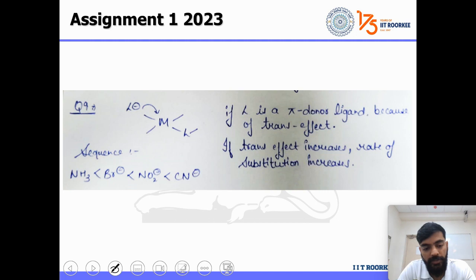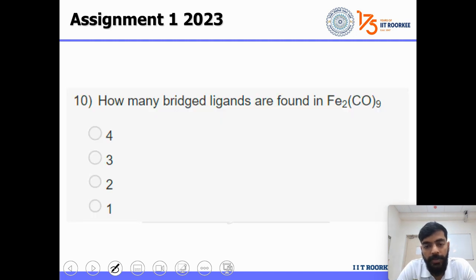Okay, let's move to the next question. How many bridging ligands are found in Fe2(CO)9? Such questions will definitely come in your exams, or exams like GATE, NET, or your NPTEL exam. Do we have an answer?